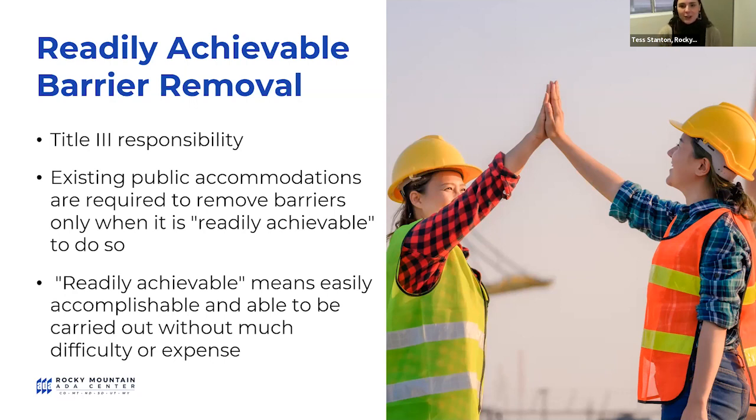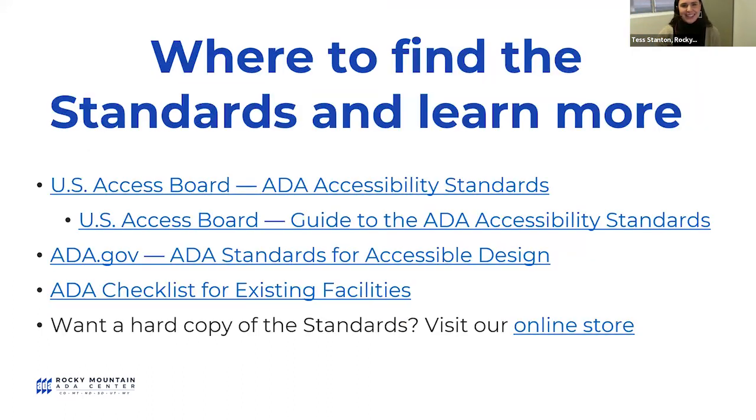And the picture here shows 2 women with yellow hard hats on and construction vests, a yellow vest and an orange vest, high-fiving each other. I like to think that they just accomplished some readily achievable barrier removal.